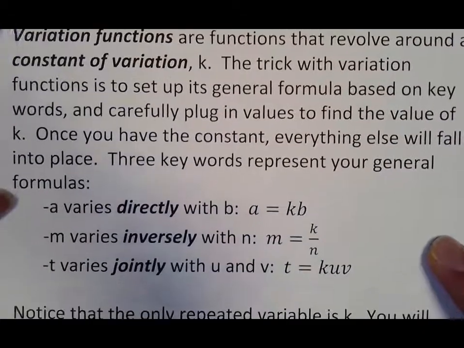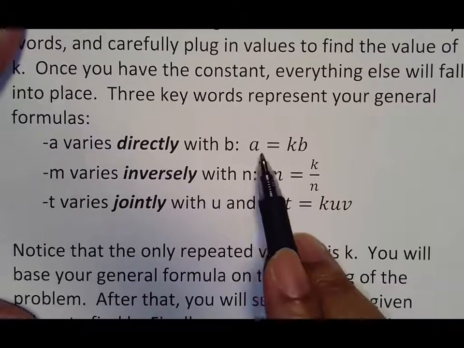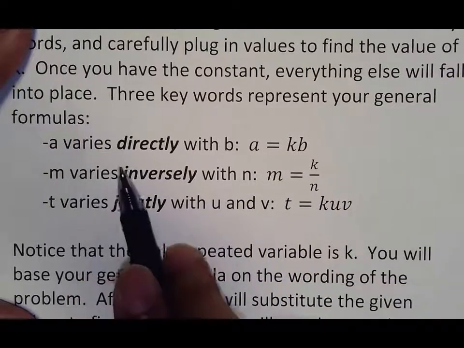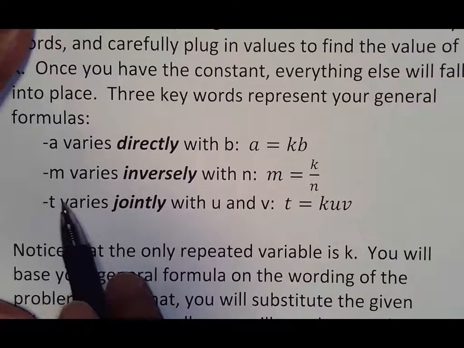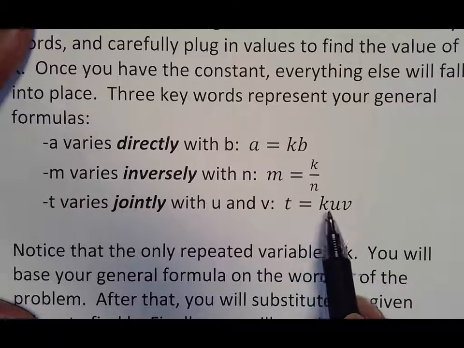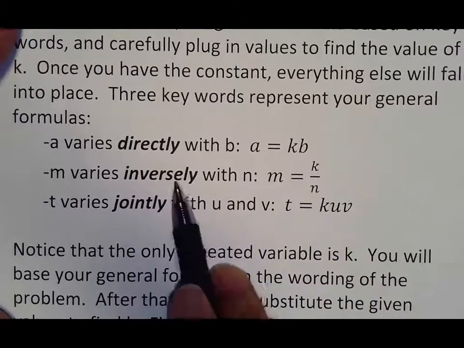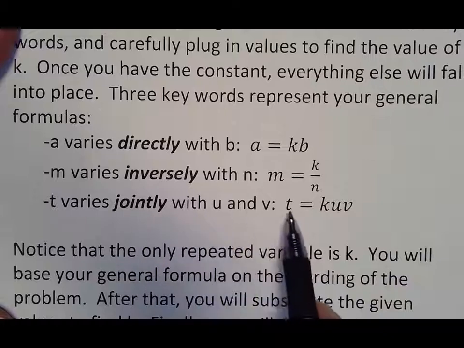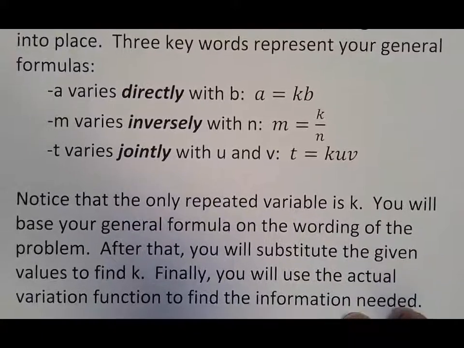So the three keywords you need to make sure you understand and write down, the words and the function, because it teaches you how to translate a little bit, are: A varies directly with B, which means A equals K times B. M varies inversely with N, which means M equals K over N. And T varies jointly with U and V, which means T equals K times U times V. So again, directly means multiply, inversely means divide, jointly means multiply K by both of the things over there. Notice that the only repeated variable here is K.